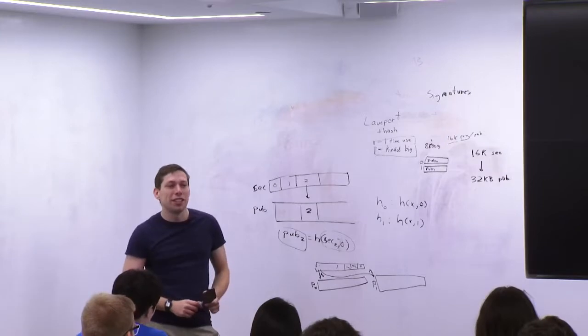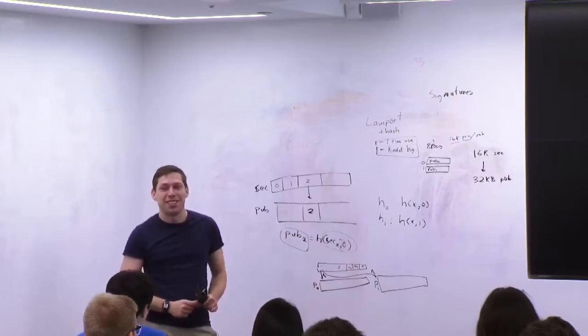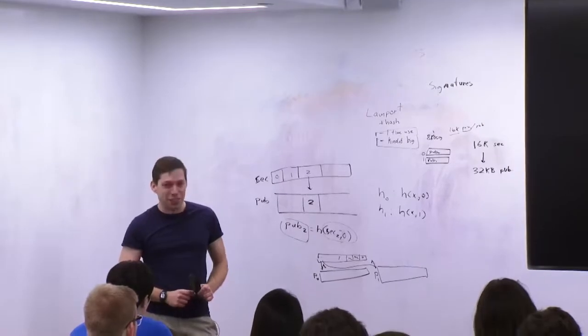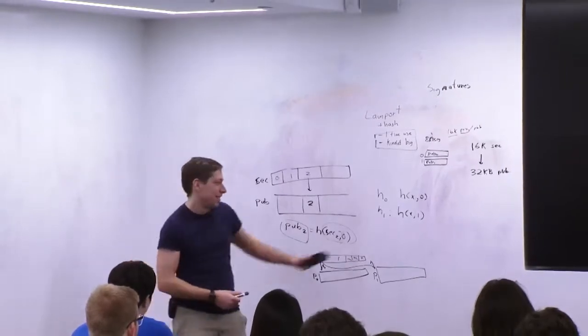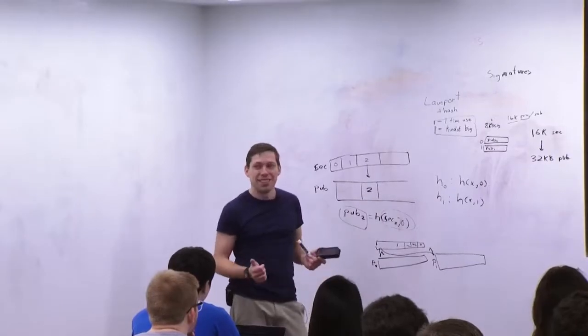Does anyone have an idea of how to get it even more efficient for private key storage? You can actually get it very efficient using this kind of idea. Any ideas?